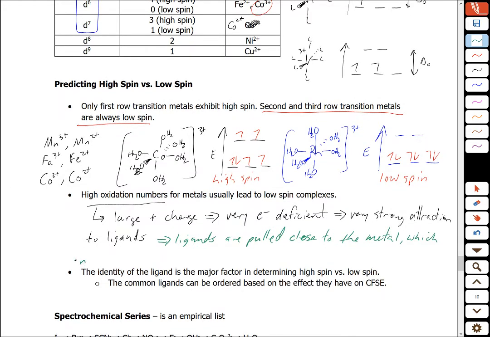which increases the ligand to d orbital electron repulsion. And if we have large electron repulsion between the ligands and the d orbitals, the final result is a large splitting energy, a large delta O. And if you have a large delta O, that's going to give low spin complexes.